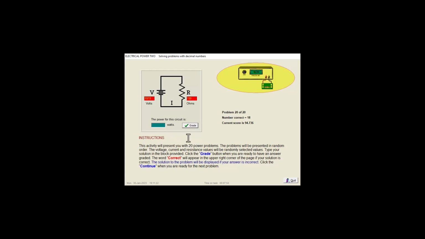And V and R, so V squared over R, 197.5 squared divided by 130. And I have 300.0.